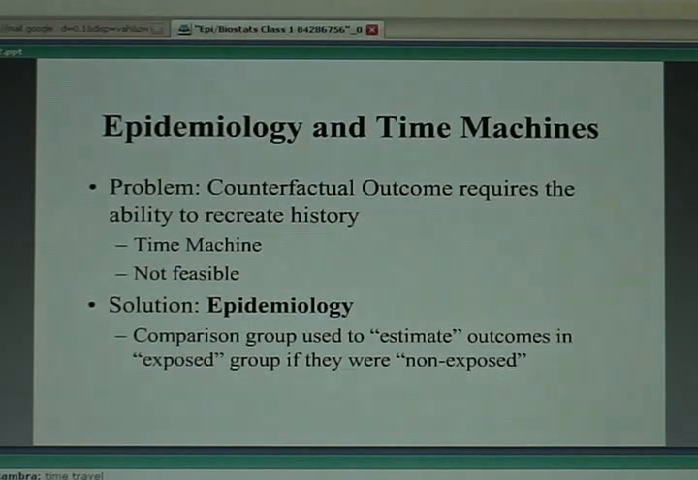Time machines just don't exist, therefore this ideal study is just not feasible. So what's the solution to this problem? The solution is epidemiology. That's what I'm going to be talking about today and talking about in the next 3 sessions also.